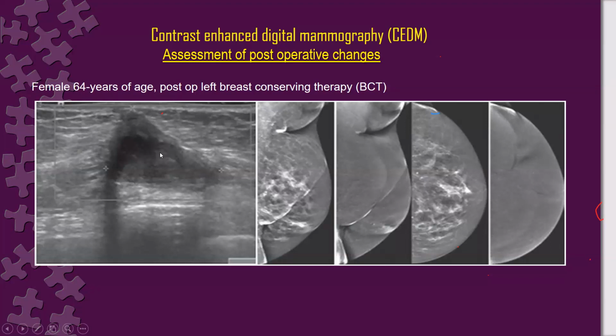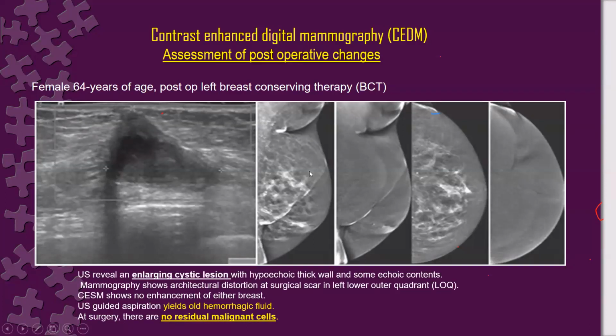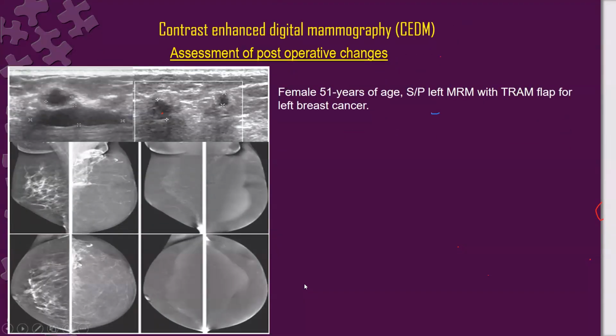She's 64 and presented with this palpable abnormality. Ultrasound demonstrates a complex cystic lesion with posterior enhancement, but very thick wall. Okay, here there is just an architectural distortion at the site of surgery. But looking at post contrast, definitely there is no enhancement, which is reassuring. So when aspirating this cyst, it was a hemorrhagic fluid, and after surgery there was no residual malignant cells.